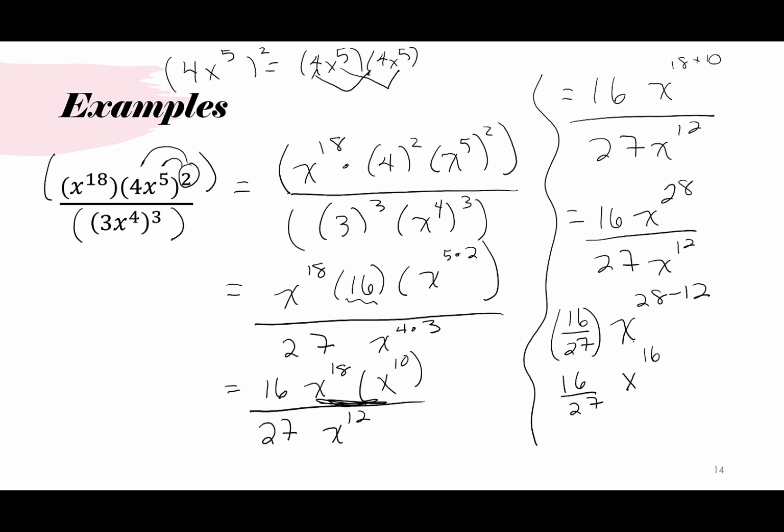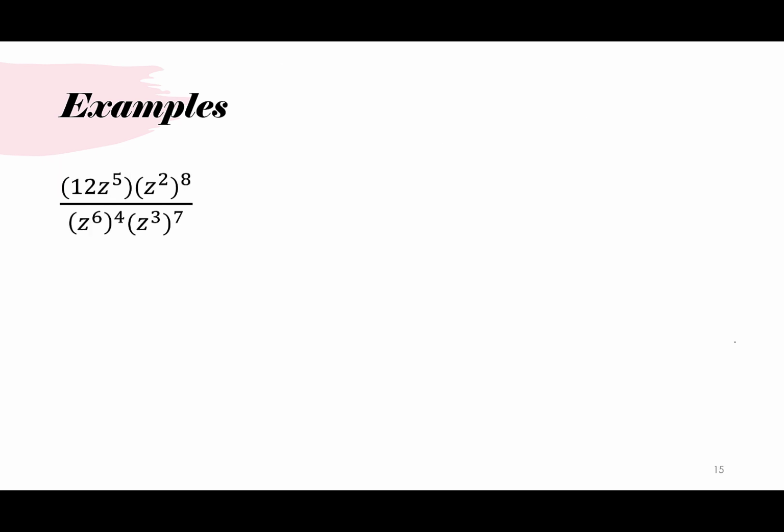This is fine. You can write it like this. The coefficient is a fraction, and then I have my variable beside it, or if you like it to be all in one big fraction, I can make it 16 x to the 16 over 27. That works too. Here's another one very similar to that.